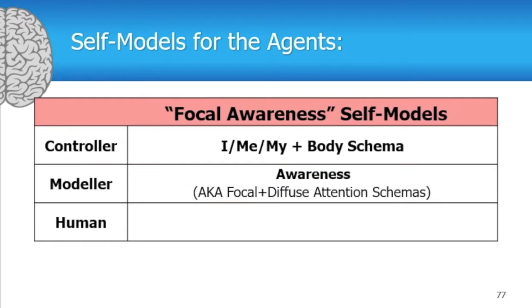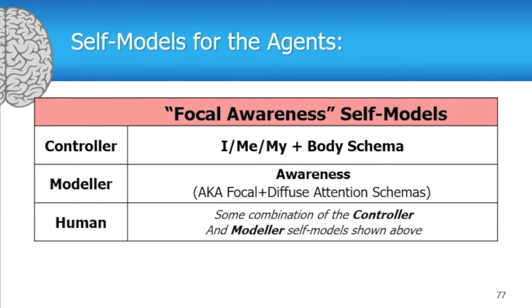Therefore, according to attention schema theory, you can replace the focal and diffuse attention schemas with a single word, awareness. Just think about that for a minute. Every time you notice the experience of awareness, you are noticing your modeler's self-model. And finally, the human self-model will be some combination of the controller and modeler's self-models shown above.